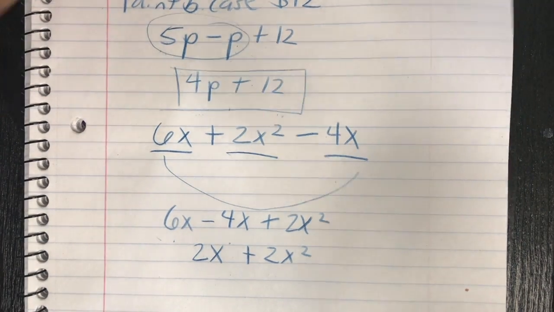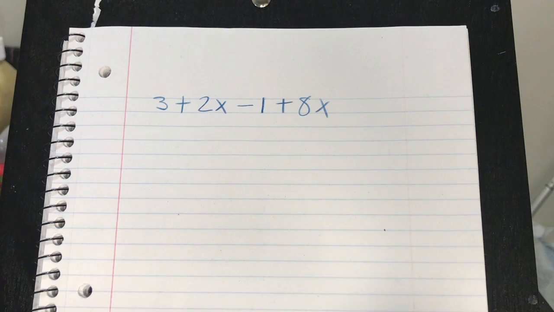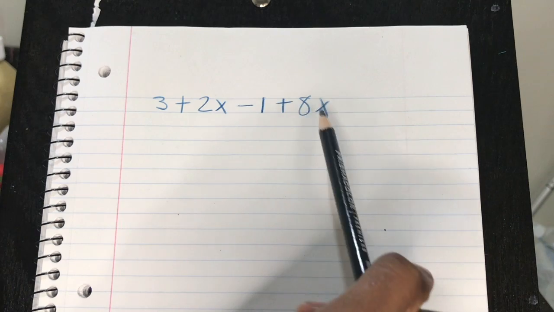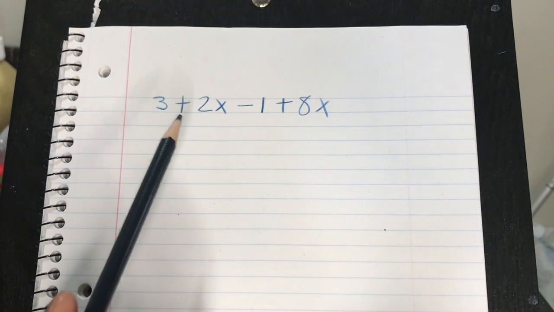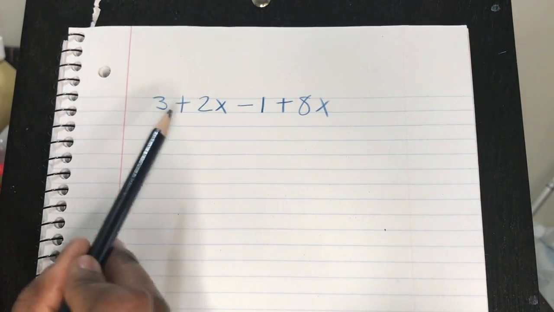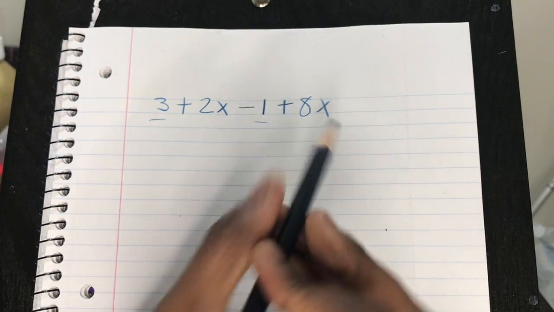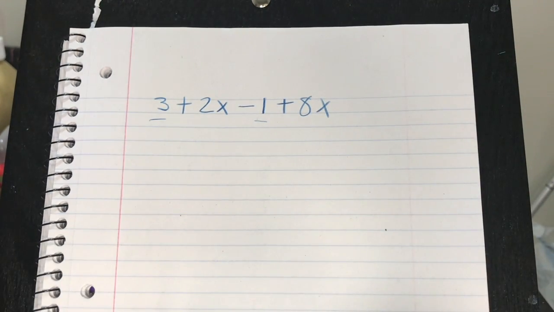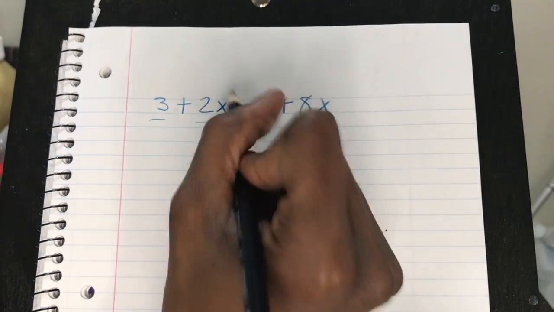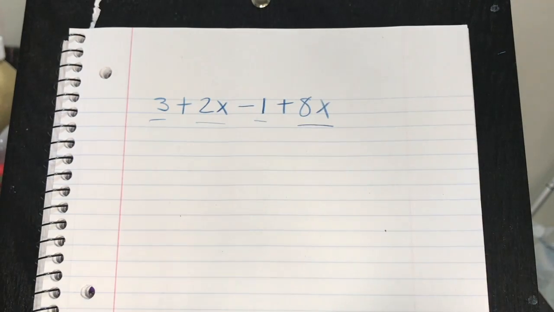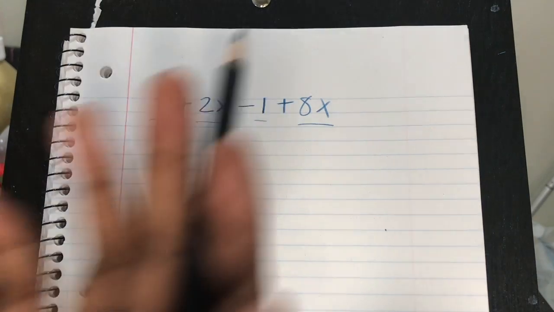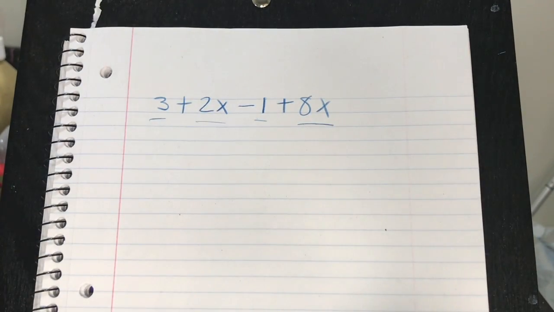Okay, so we're going to do one more. 3 plus 2x minus 1 plus 8x. First, we have to figure out which terms are alike. So this is a number, this is a number. It doesn't have a variable, so those are your like terms. This is 2x, it has a variable x. This is 8x, it has a variable x, and they have the same exponent. The imaginary exponent is 1.